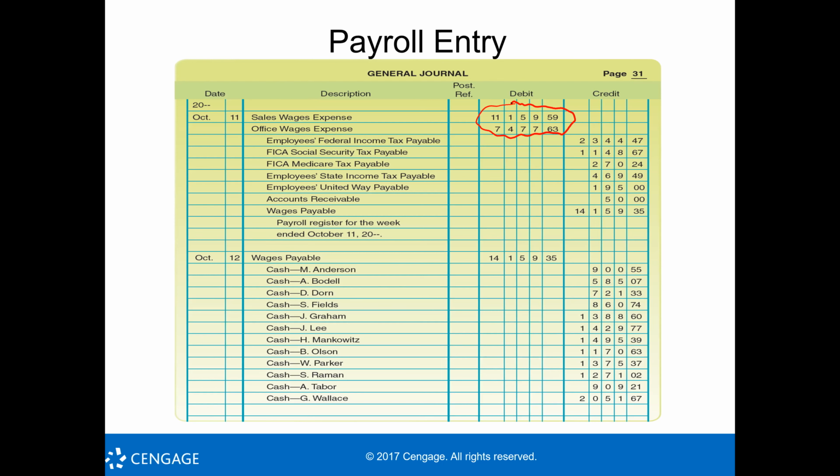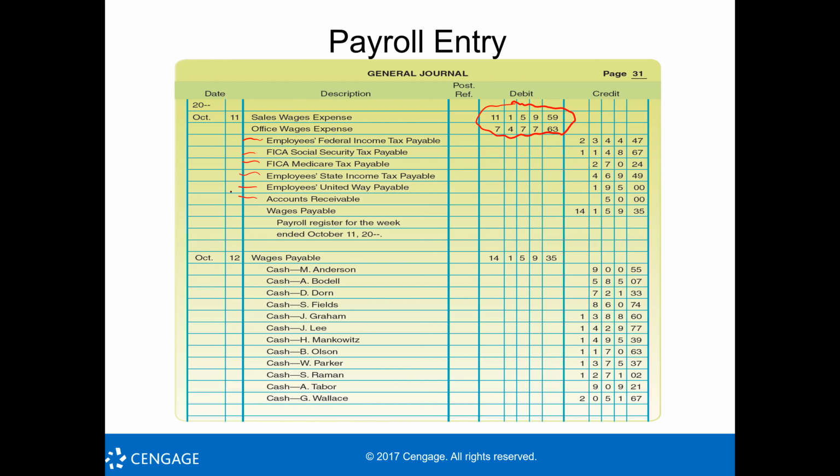And then we credit all of these things that we took money out of employees' checks for that we have to turn around and pay. So federal income tax payable, that'd be income tax we took from employees' paychecks. We have to turn around and pay that to the U.S. Treasury. FICA Social Security, FICA Medicare, state income tax. It looks like our employees also contributed to United Way. We have to give that money to United Way, so that's a payable.